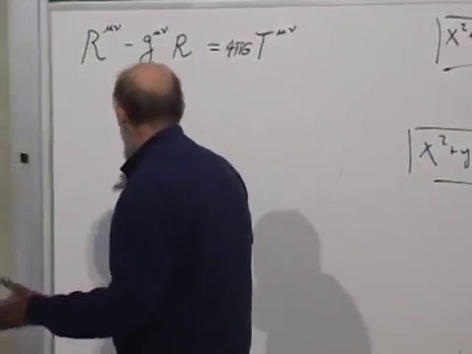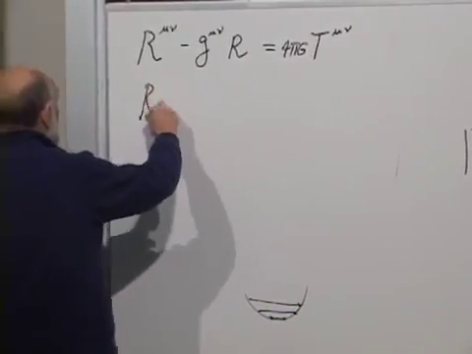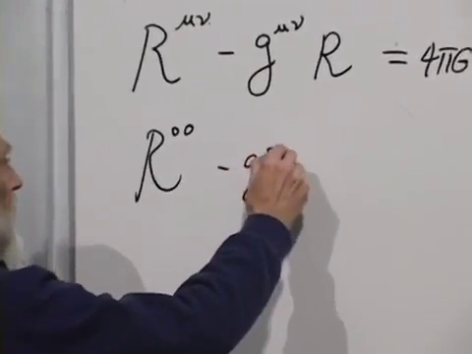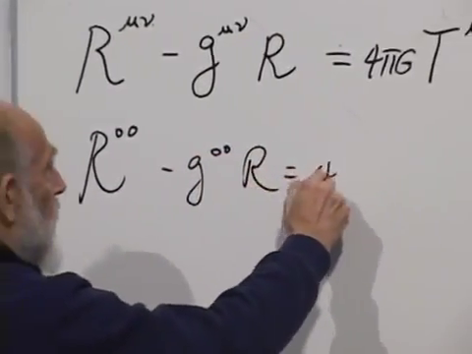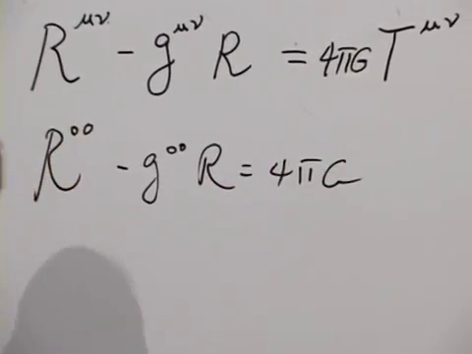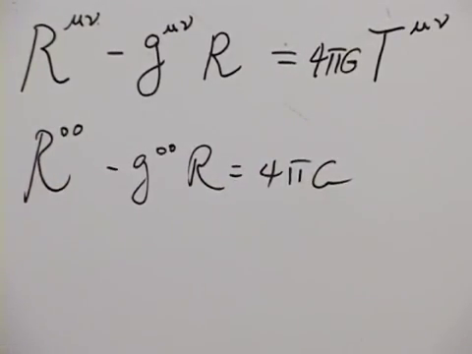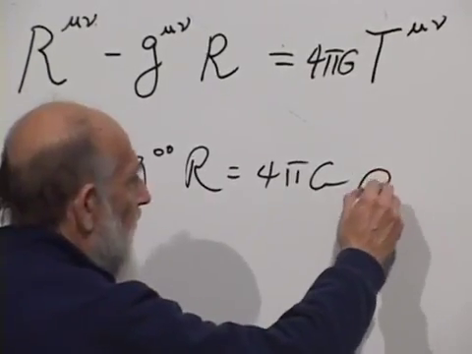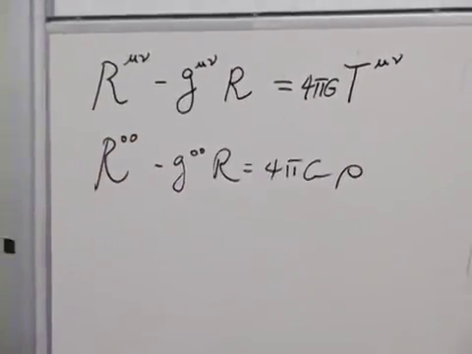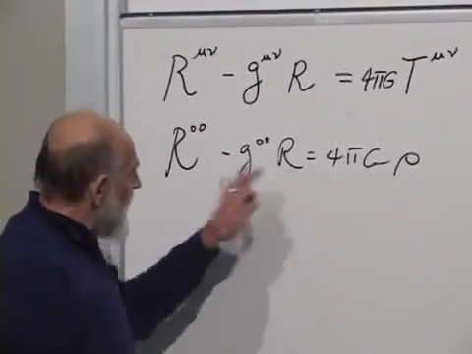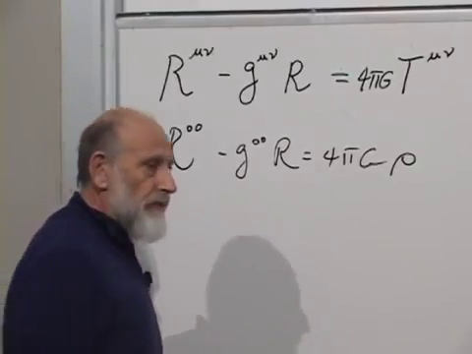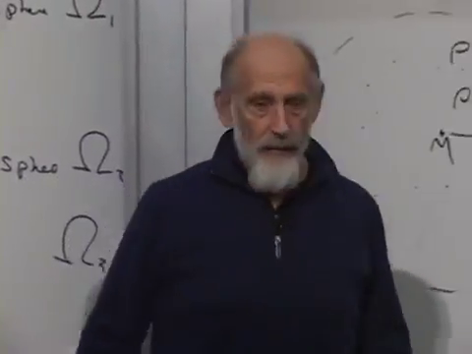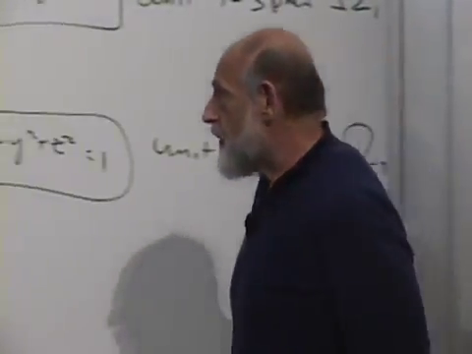So you can do that. You can write down that R00 minus G00 R is equal to 4 pi G times T00. And what's T00? It's the energy density. We've already named that rho. The right-hand side is energy density. The left-hand side is geometry. Okay. All right. Next, we want to calculate, we're not going to do this, but in principle, you know how to do this.